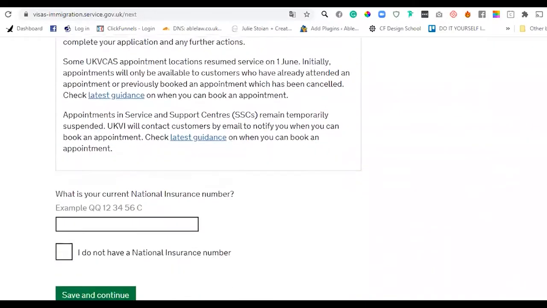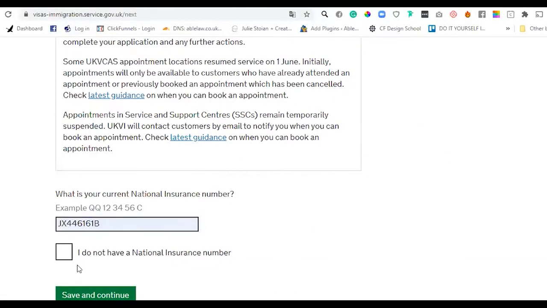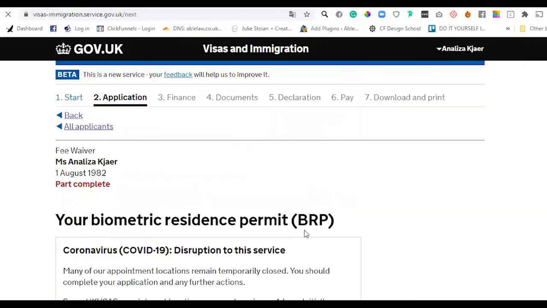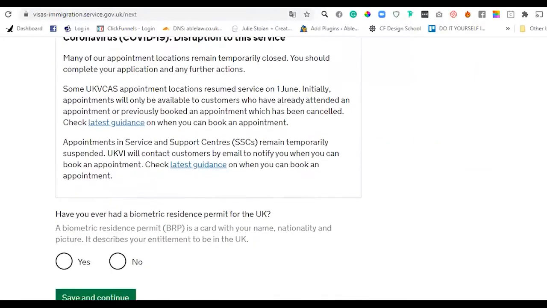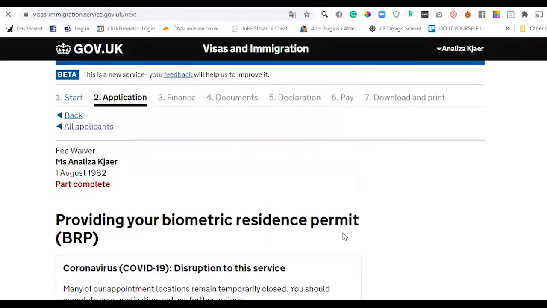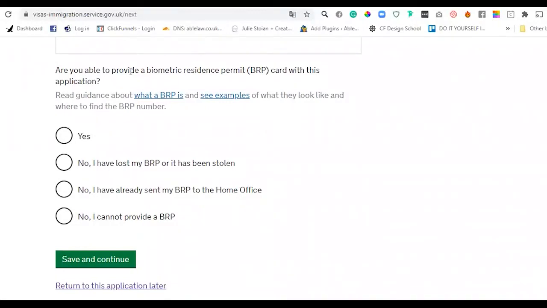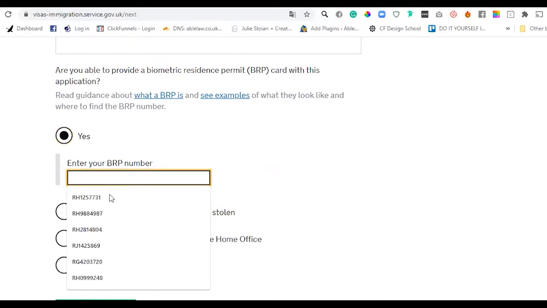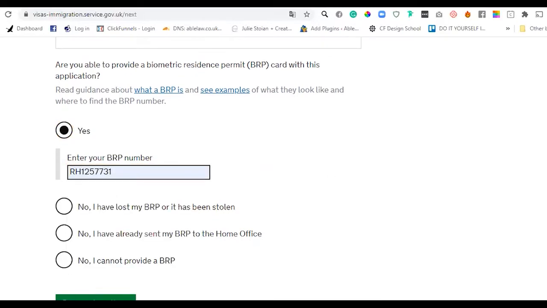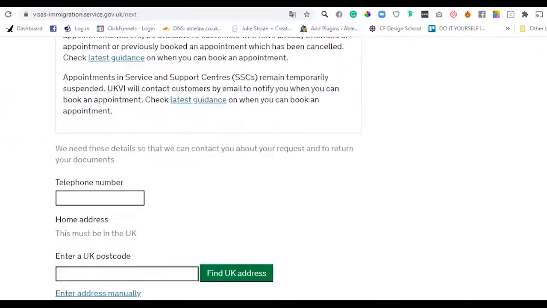And then national insurance number, we would need a national insurance number. I'm going to insert one of these national insurance numbers here. And then you click save. And then biometric. Have you ever had a biometric residence permit? I'm assuming you have, so I'm going to tick yes as well. And then it will ask details about the biometric. Are you able to provide a biometric residence card with this application? So you put yes, and then you put the number. Again, I have the numbers already there, so this is quite good, isn't it?